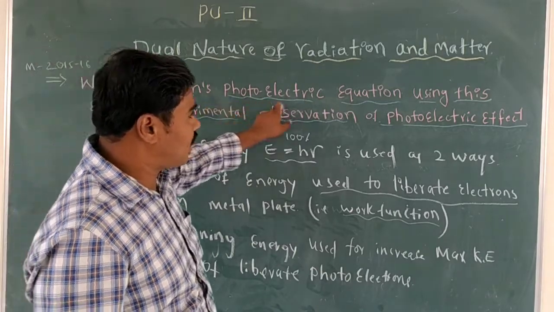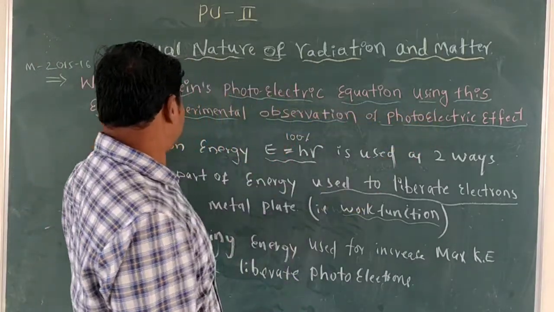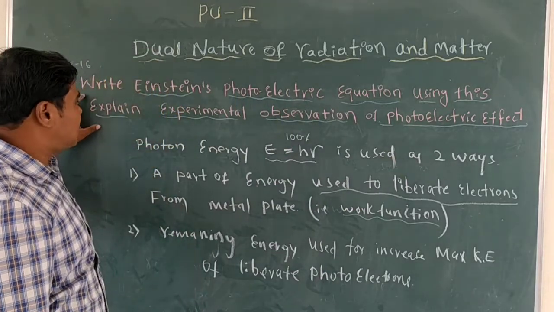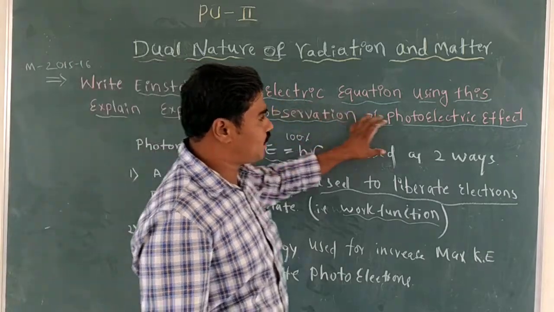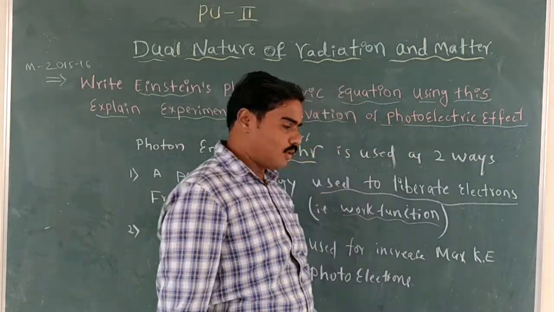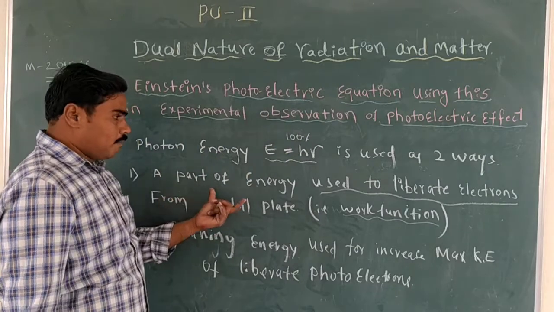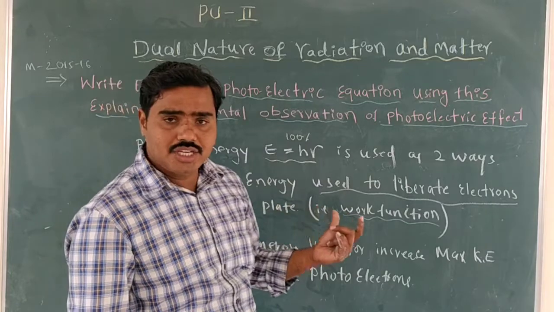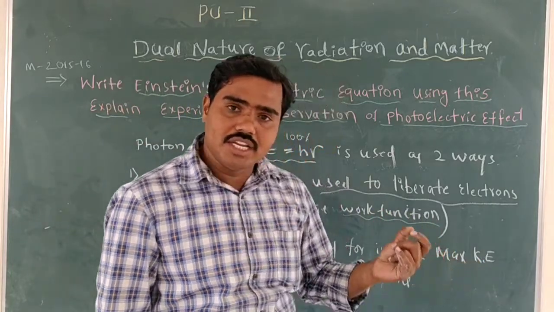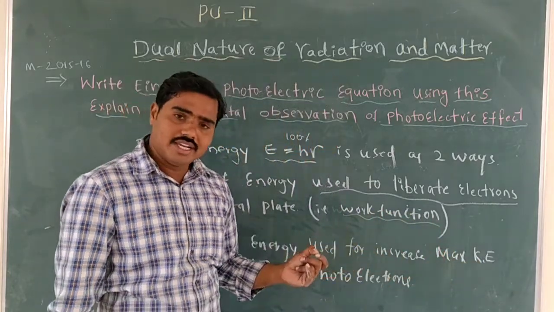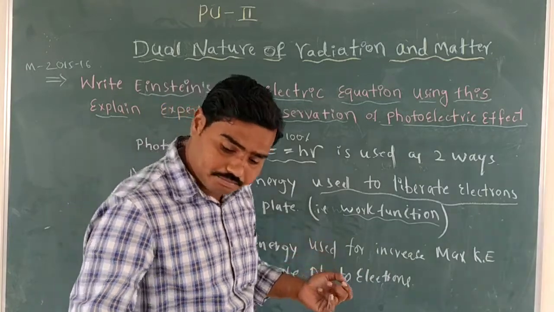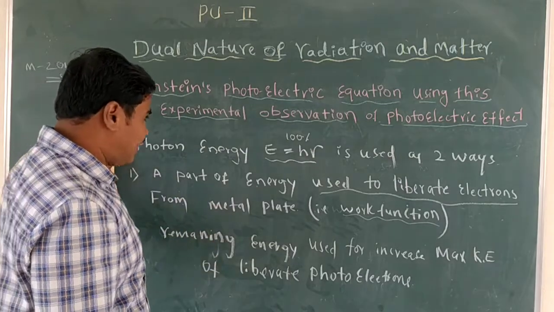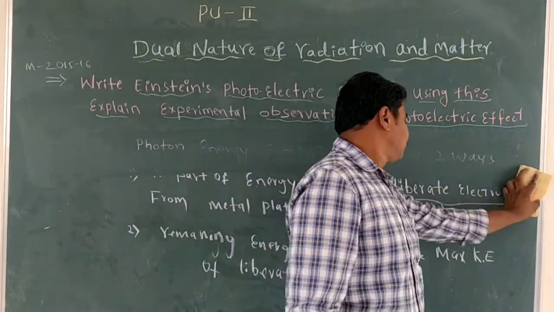Write Einstein photoelectric equation and using this, explain the experimental observations of photoelectric effect. Now, by using this, how do you know the work function equation? Work function phi is equal to h nu naught, photon energy equation E is equal to h nu, and kinetic energy equation is half m v square. By considering these, I am going to write the equation.